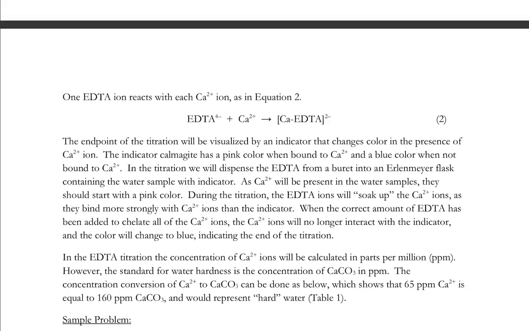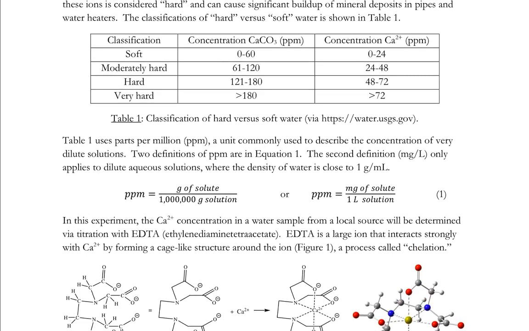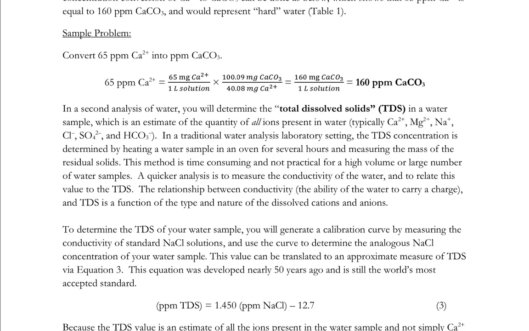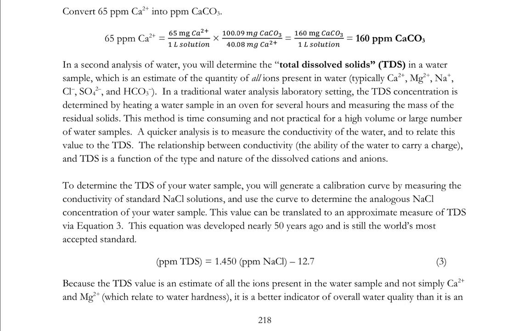What we would do is take that number and look at this classification table, and we would see that 160 would be classified as hard water. Okay, we are not doing the second part of the analysis, this total dissolved salts part.